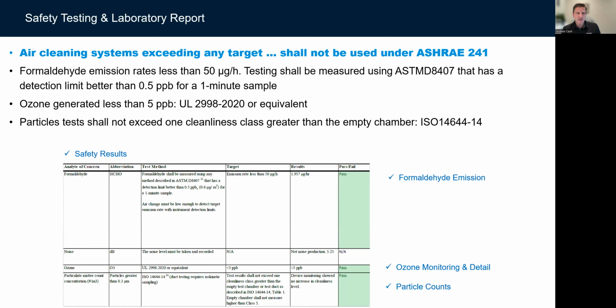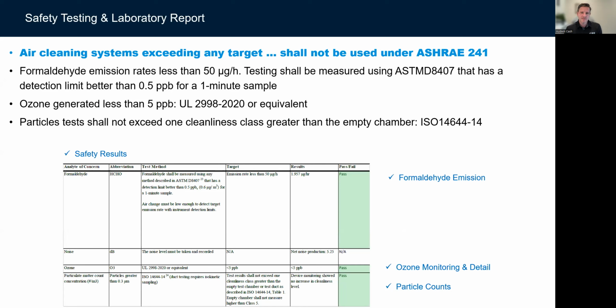The question you should ask yourself is, does the product at least pass the safety threshold? And those safety thresholds are on the screen here. They're actually part of the standard. Formaldehyde. Formaldehyde can be measured, and it needs to be less than 50 micrograms of generation per hour, okay? The equipment that does that measurement needs to have a test detection limit of less than 0.5 part per billion in a 1-minute sample. That's a very specific piece of equipment, by the way. There's only one manufacturer of that equipment.